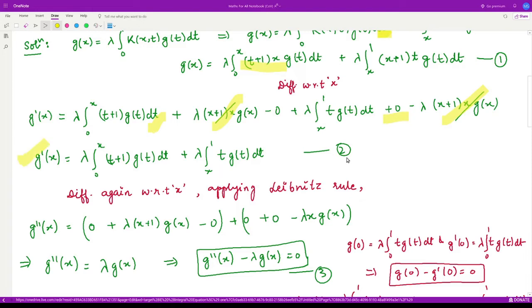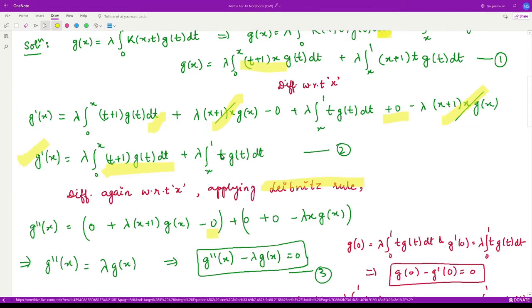So mark this as equation number 2. Now because we still have an integral, what we do is we again differentiate it with respect to x. We have g double dash x, and here we'll again have to apply the Leibniz rule. Lambda, integration 0 to x, and the derivative of this whole term with respect to x. Now you see there is no x, so the first term itself is 0, plus lambda into the derivative of the upper limit, that is 1, and replacing t with x, the upper limit, it would be (x plus 1) g of x, and minus the derivative of the lower limit, and that is 0, right?